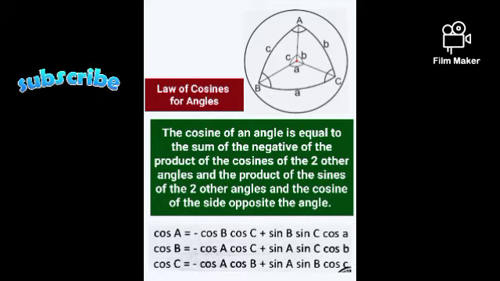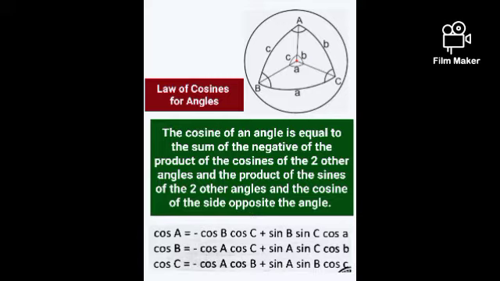Thus, the equation for angle C is given by cosine of angle C is equal to negative cosine of angle capital A multiplied by cosine of angle capital B, plus sine of angle capital A multiplied by sine of angle capital B, multiplied by cosine of side small c. Small letter c is the side opposite the angle C.